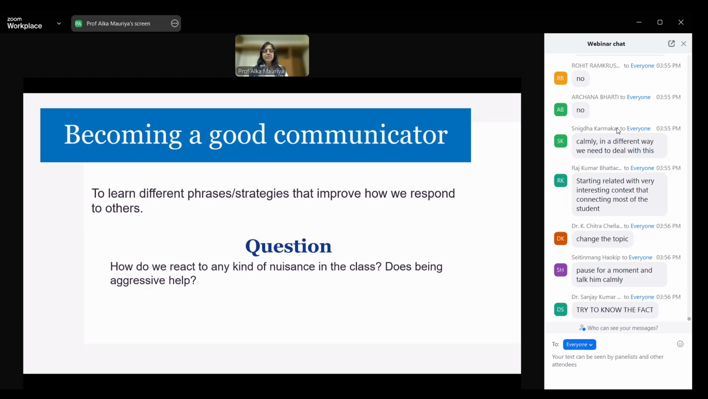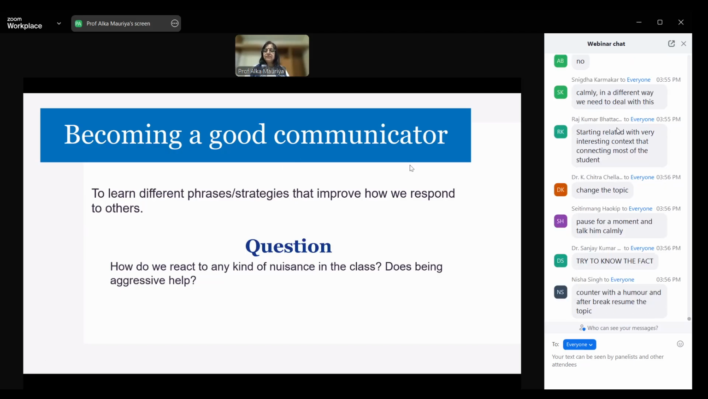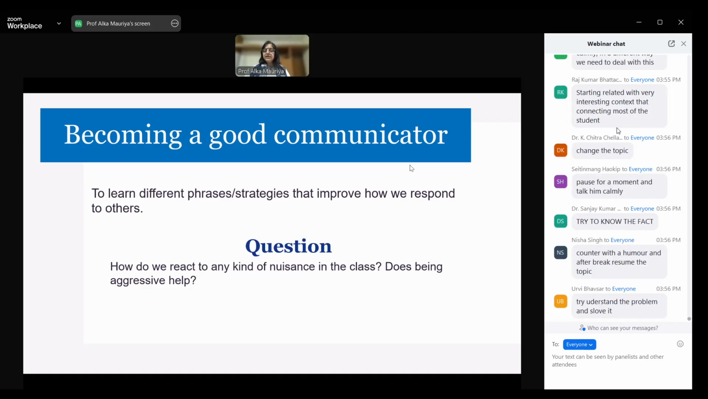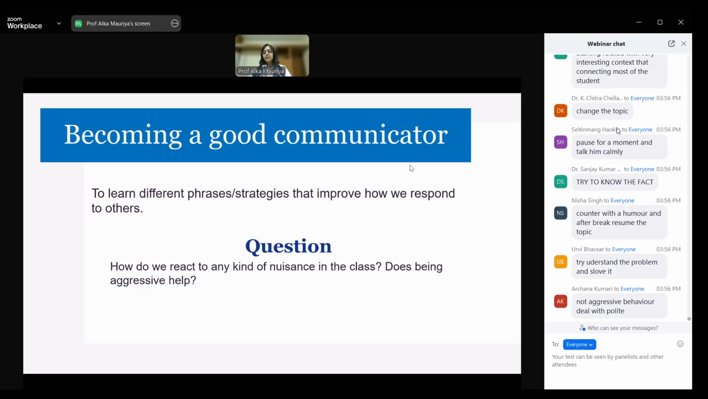So communication is not just about speaking and listening. There also are scenarios wherein we have to handle things very strategically to ensure that we don't lose our temper. We are not aggressive, still we are able to control the situation. Professor Urvi mentioned that we try to understand the problem and solve it. And again, that is where the concept of good listening comes into the picture. If we are an active listener and we try to understand the problem, definitely we'll be able to come up with a solution.